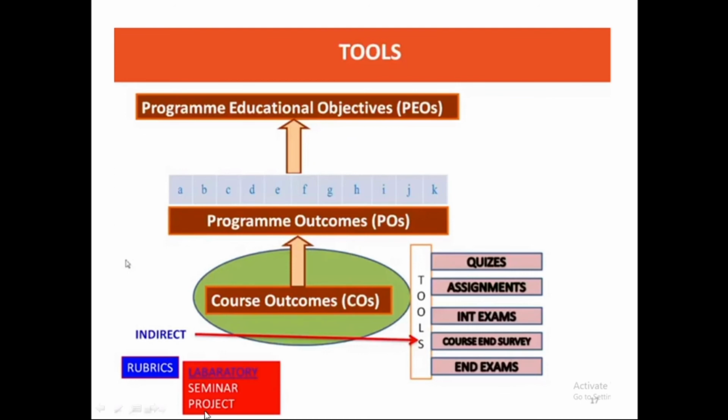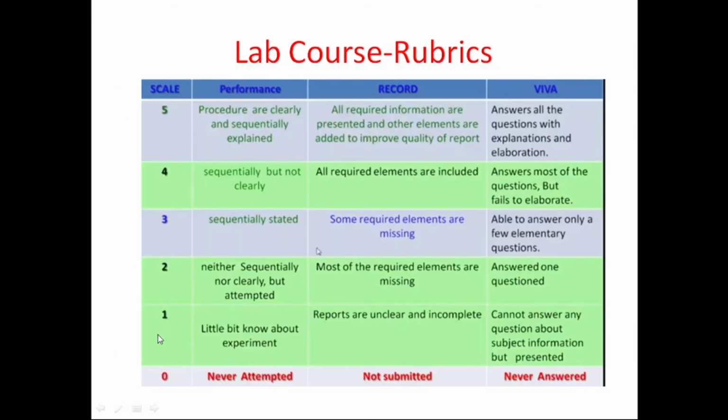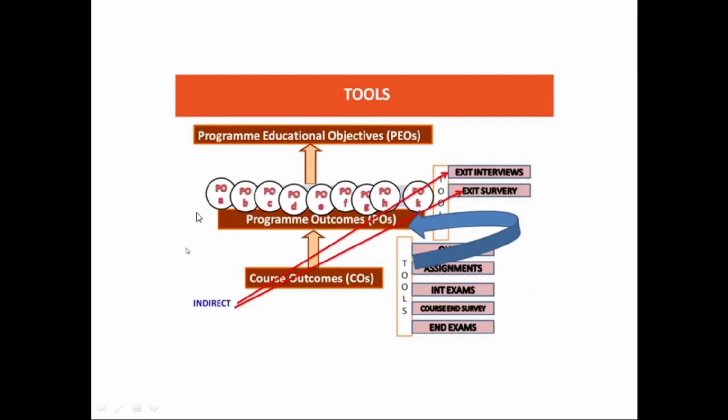So we know how to do the assessment of COs. There is direct assessment: we have internal examination, assignment, and end semester examination. This is called direct assessment. We also have indirect assessments, and we also have labs. There are different rubrics, with a scale of 0 to 5 for the performance, the record, and viva for the project. Also for the record, we have different rubrics. Based on that, we can create the scale for laboratory courses.